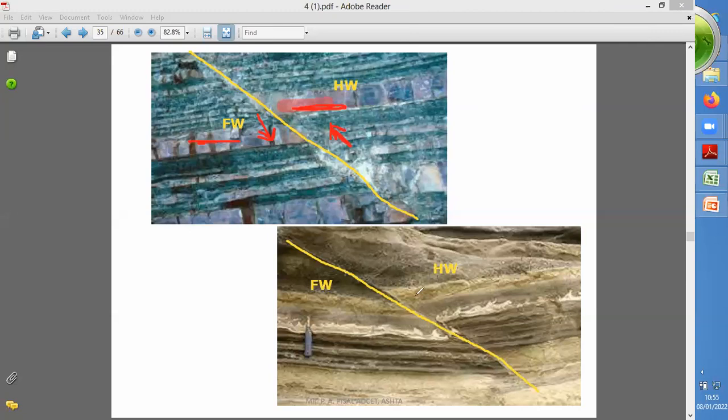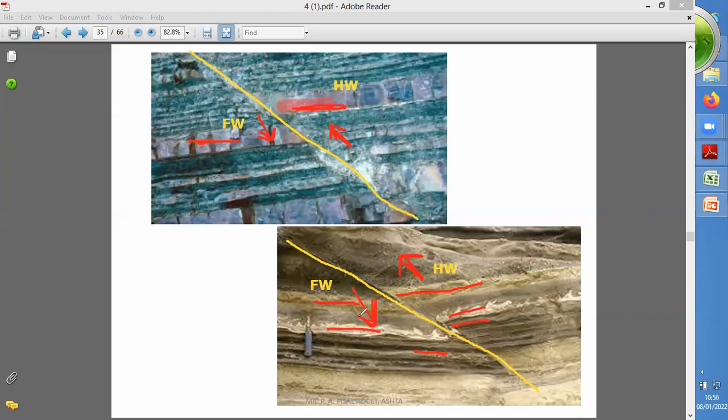Now here you can consider this light layer, or this white layer, or this black layer. These layers have moved upward in the hanging wall, and in the footwall, these layers have moved towards the downward side. That's why it is a reverse fault. The characters of the normal fault are exactly opposite to the characters of the reverse fault.